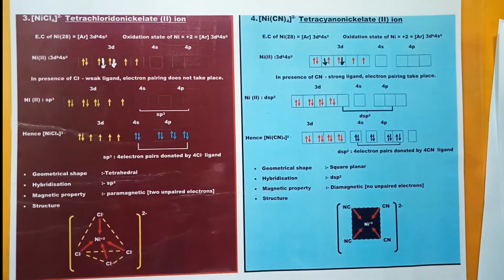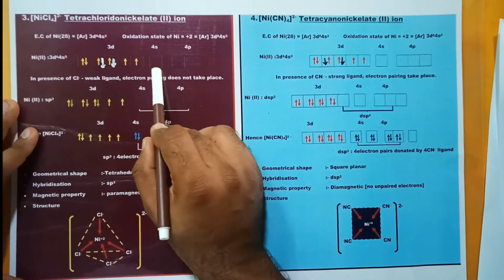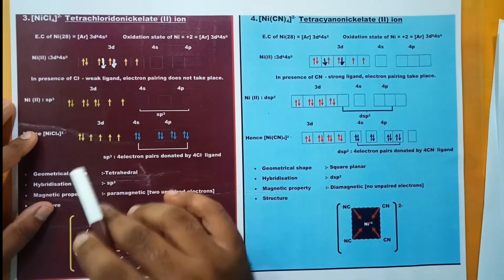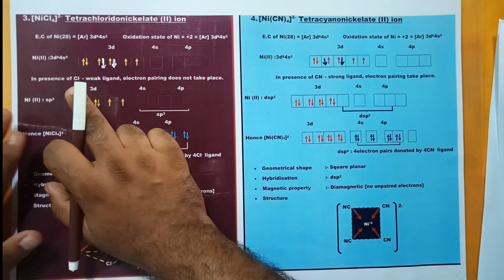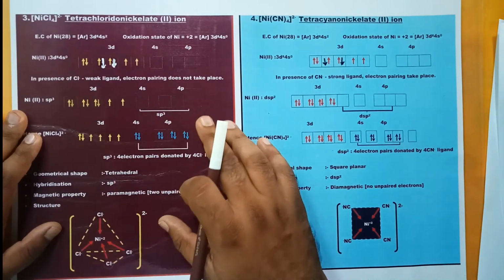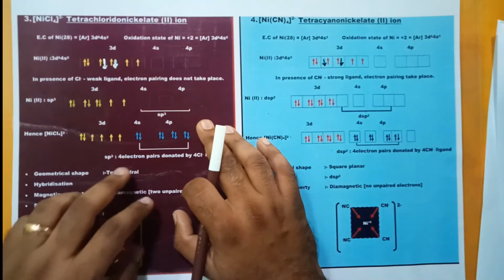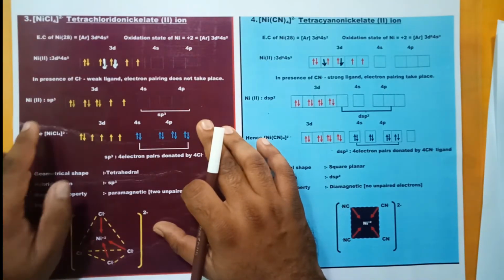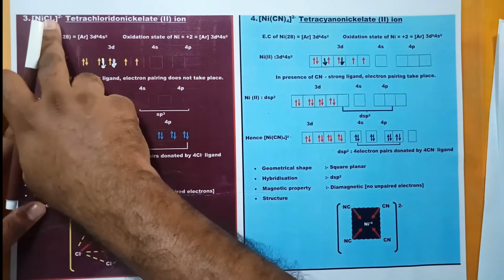So look here friends, this is the orbital of nickel, Ar 3d8 4s0. The 4p orbital is an empty orbital here. In the presence of a weak ligand, Cl is a weak ligand, all halogens are weak ligands, the electron pairing does not take place. So this nickel utilizes the outer orbitals. Here there are 4 ligands which approach the central metal atom, that is nickel. It should provide 4 vacant orbitals.